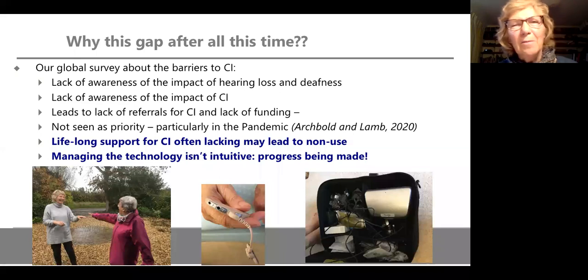The strides, though, may not always be useful. Miniaturization looks a really great option, not if you're Rosemary. So moving on, we're making the technology easier to use all the time, great strides forward. But users of cochlear implants need rehabilitation and lifelong care and support for managing their technology, not just access to cochlear implantation. Next slide, please.